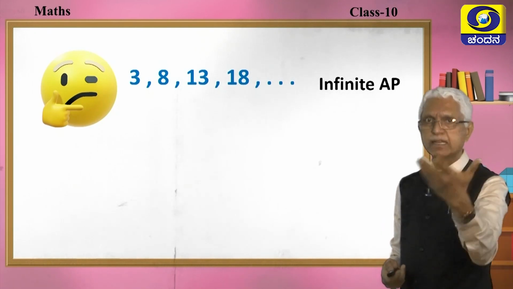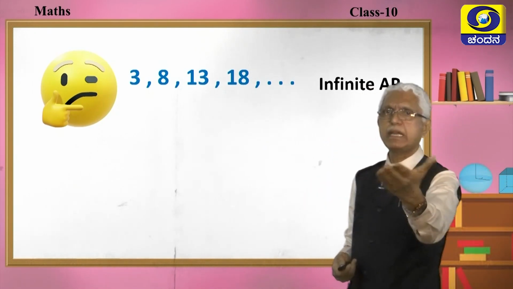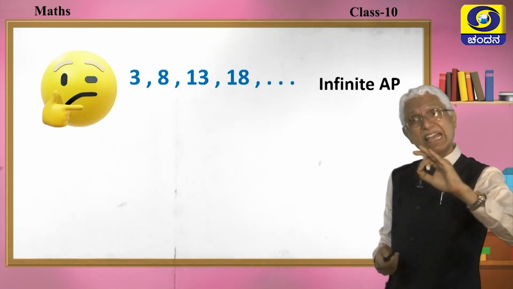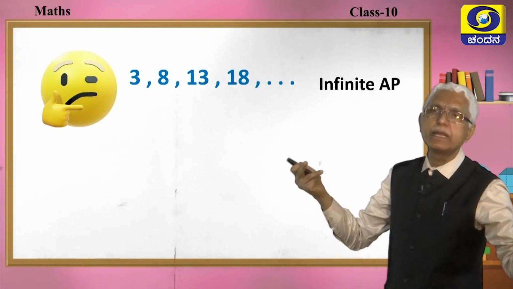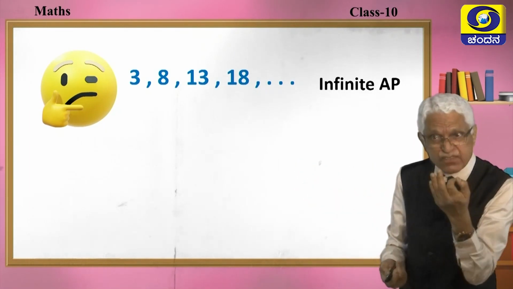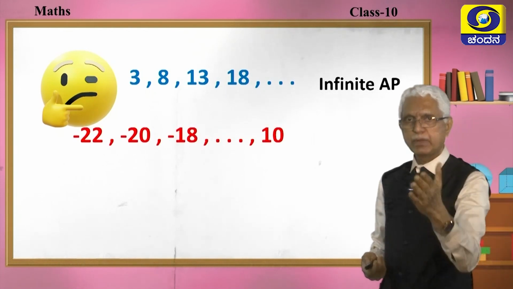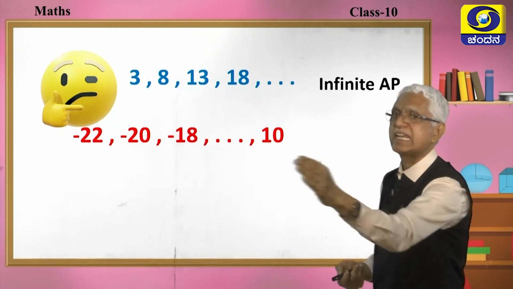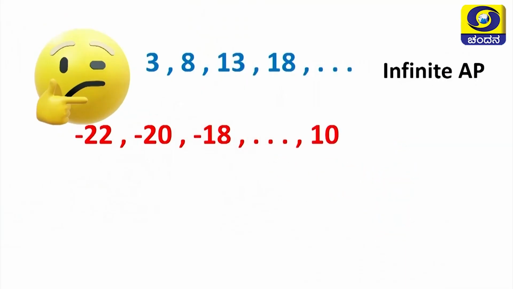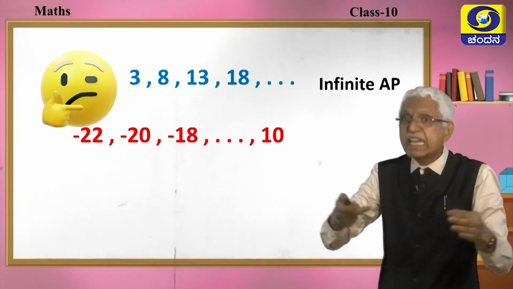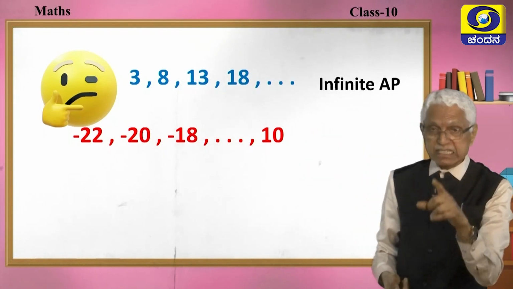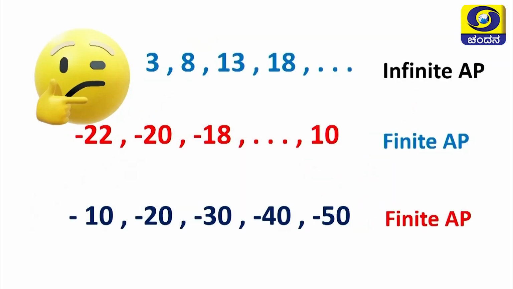Okay. Fine. Here you have got an arithmetic progression 3, 8, 13, 18, dash dash dash. When I put dash dash dash, we do not know how many terms are there. We call it an infinite arithmetic progression or infinite AP. Here is another example, minus 22, minus 20, minus 18, dash dash, minus 10. You know the first term is minus 22 and the last term is minus 10. That means we can find out the number of terms. Hence, it is called a finite AP. Even the third example is also finite, obviously, because there are 1, 2, 3, 4, 5 terms. It is a finite AP.